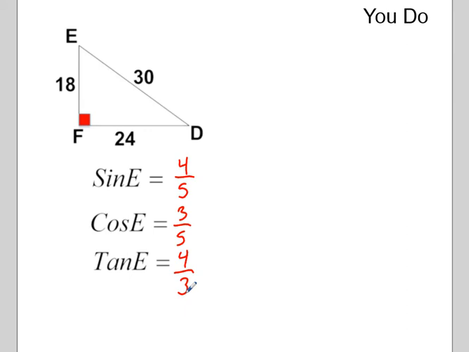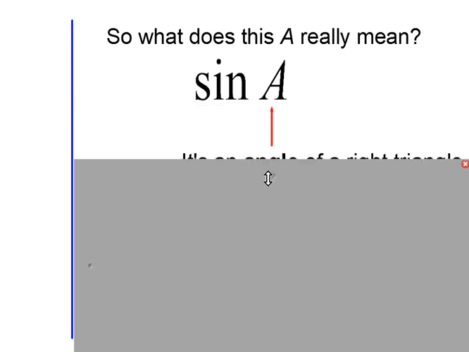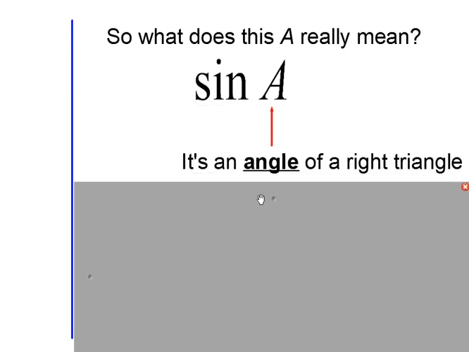Now, some students start to misunderstand what sine A really means. So what does it really mean? Common mistakes are to think that this is multiplication, that you sometimes multiply a sine to an A, but this is incorrect. We do not do multiplication. In reality, sine is more directions. It's directions to use the opposite over hypotenuse ratio. But what is the A? The A is the angle in the triangle.